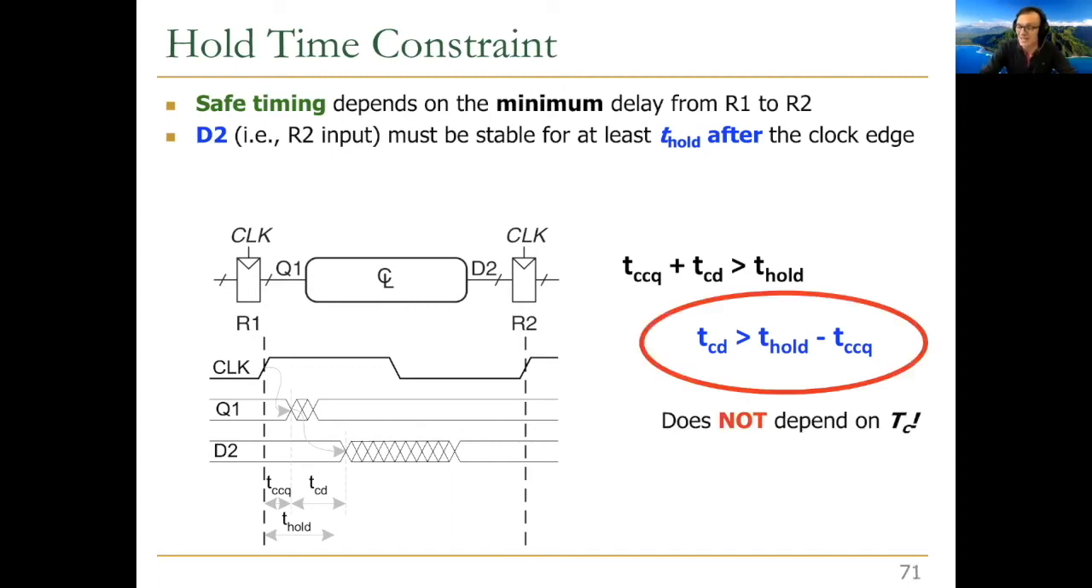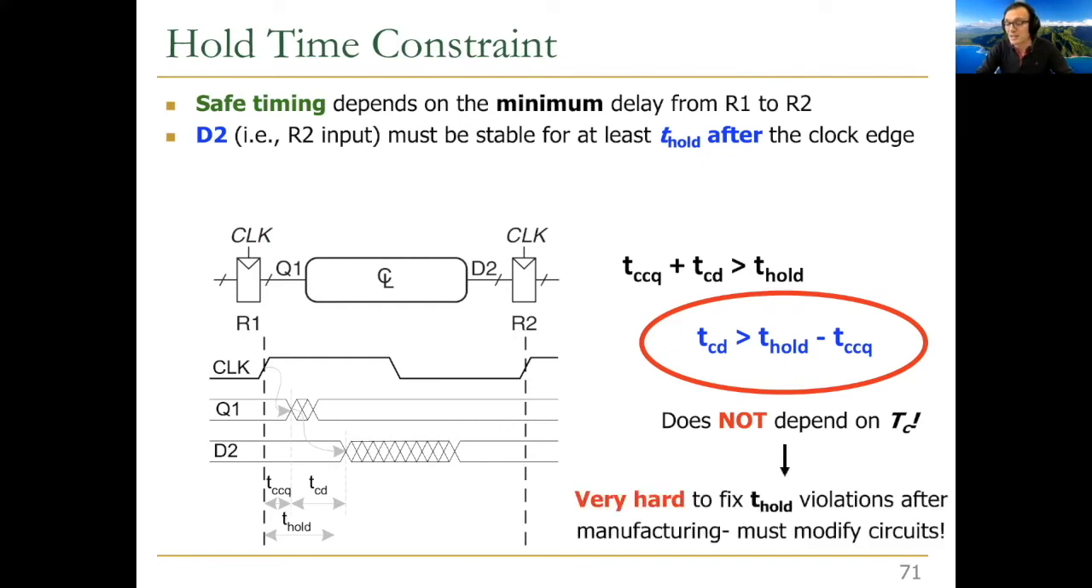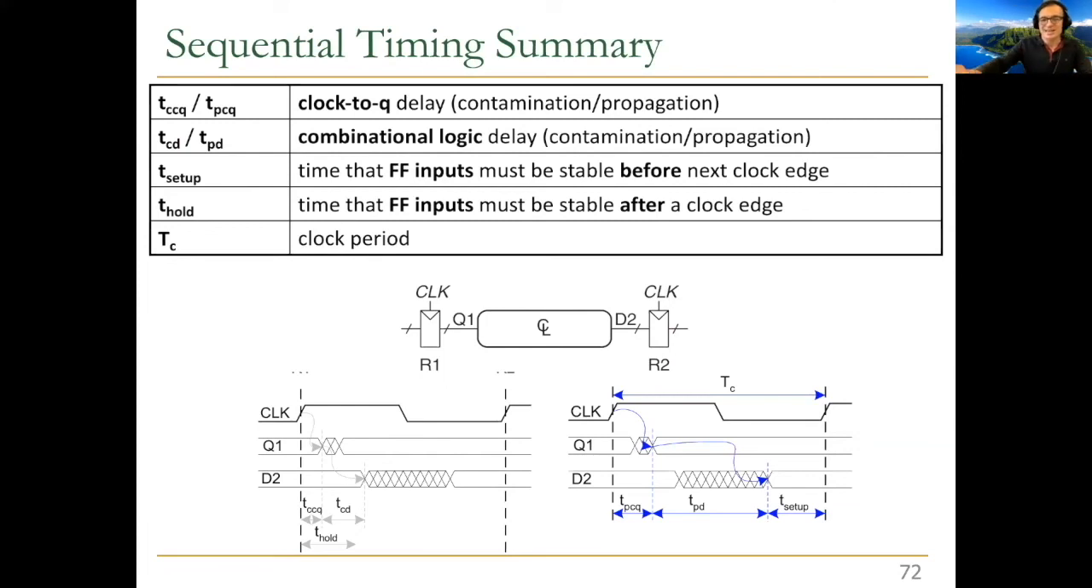It doesn't depend on the clock cycle time, as you can see. It completely depends on the minimum delay path, the hold time, and the CCQ time, as we discussed. And it's very hard to fix t-hold violations after manufacturing. You must modify circuits, basically, or you need to have reconfigurable circuits in some way. Because you can easily fix setup time violations or clock cycle violations after manufacturing: run your clock slower, slow enough that you don't have these violations. But hold time violations, you cannot fix them by changing the clock, because it's independent of the clock frequency or clock cycle time. Okay, so let me summarize this, and then we're going to take a break.